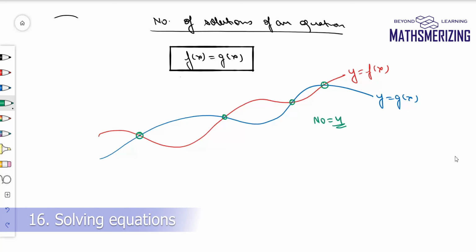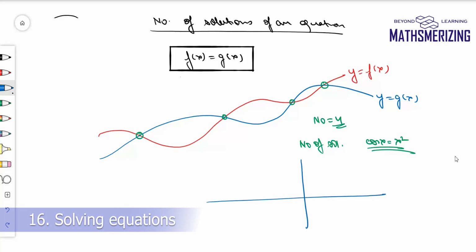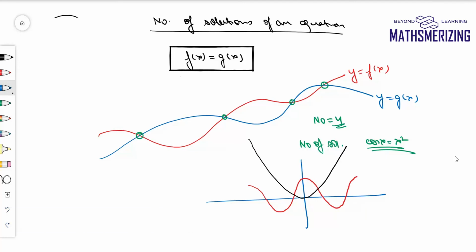So if we have to find the number of solutions of any equation, then we can simply draw the two graphs and find their points of intersection. Say for example, cos x equals x square. If I draw the graph of cos x, and then the graph of x square, these two graphs have 2 points of intersection. So the number of solutions of this equation will be 2.